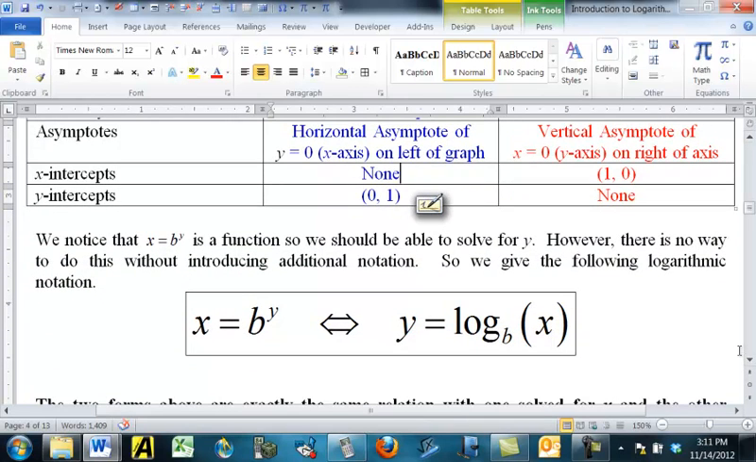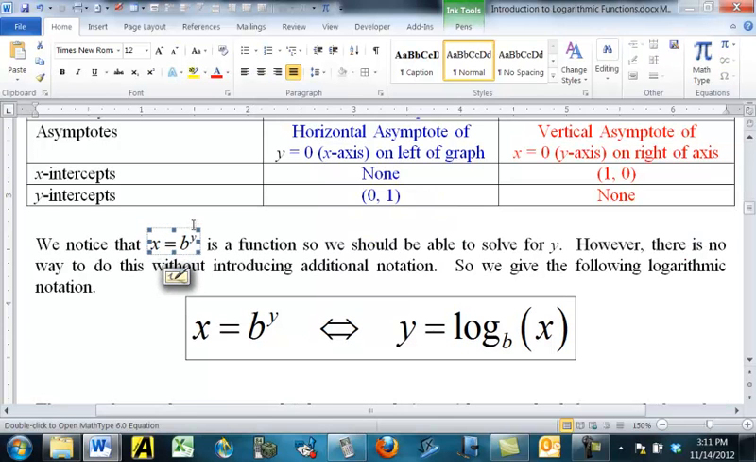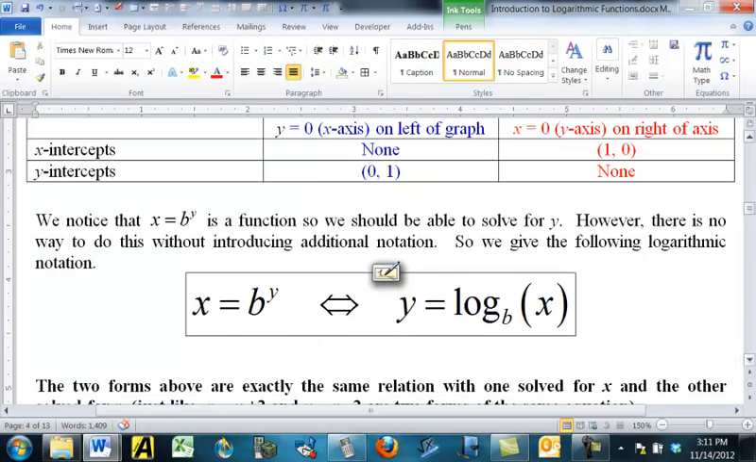So once again, notice that x equals b to the y is actually a function, so we should be able to solve for y. There's no way to do it with the notations that we've done before this section, so we introduce a new notation. It's not really new, it's been around for a long time, but it's new for this course, and that is logarithmic notation. Remember, the word logarithm means exponent or power.